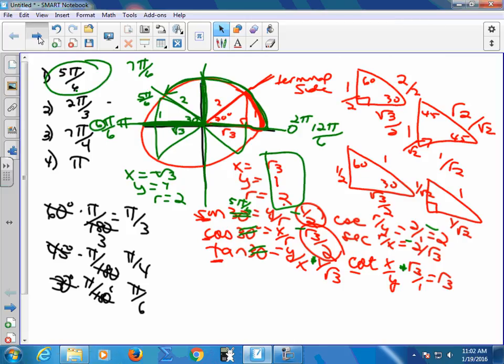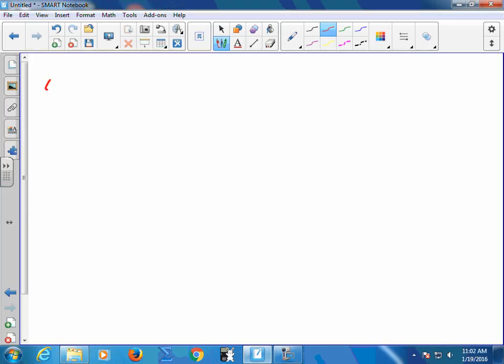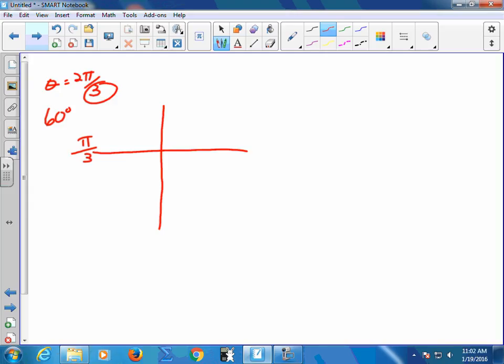2 pi over 3. So, how many times does 3 go into 180? 60. So, again, I have my 60-degree triangle, my 30, 60, 90. But 60 is going to be my reference angle. So I take the 3, and what do I put on top? What number? So that it cancels out to pi. I want to be able to cancel this out, so this is pi. 3. And over here I want 2 pi, so I double it.